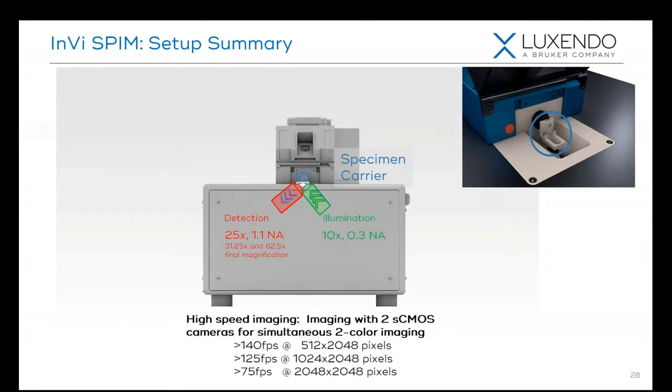And I also want to point out this is an extremely high-speed imaging system. So for each camera at full frame, we can run more than 75 frames a second. And that's per camera per color. So for doing a two-color simultaneous acquisition, we can get closer to 160 frames a second by taking both of those colors at the same time.